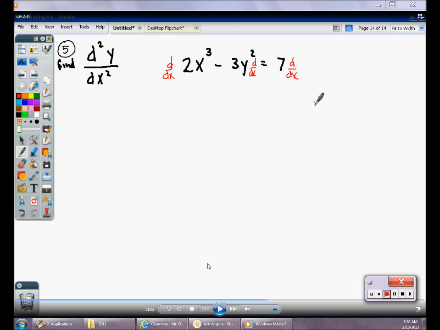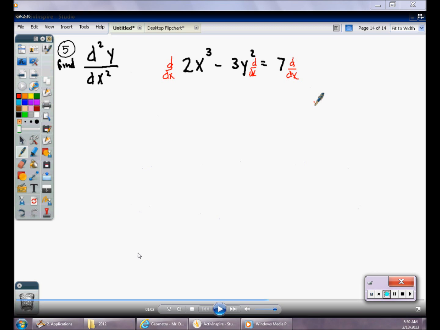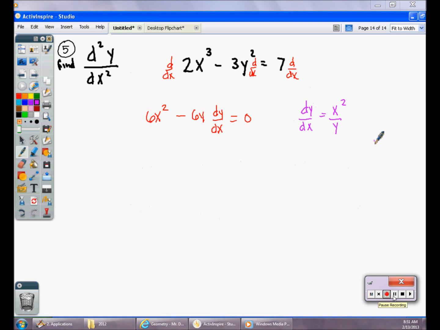Example 5, find the second derivative, d squared y over dx squared. I'm going to have to use implicit differentiation twice, perhaps. Take the derivative of all three of these items. Proper notation using dx over dx cancels out for 6x squared dy over dx, the derivative of a constant is 0. Subtracting 6x squared and then dividing by negative 6y, the 6's cancel out, I'm left with dy dx equals x squared over y. That's the first derivative.